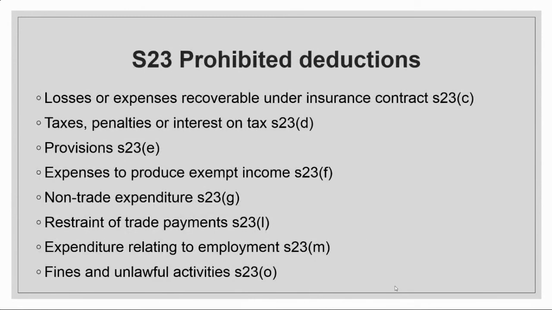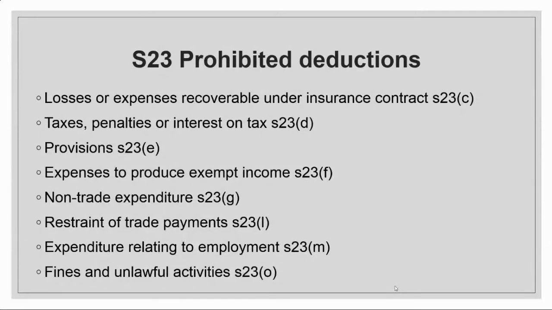Our prohibited deductions, this list you just need to study, is losses and expenses under an insurance contract will be prohibited as a deduction. Any taxes, penalties, or interest on tax will be prohibited. Any provisions, so that is something relating to a future expense and is not unconditionally liable yet, those would not be allowed as a deduction.